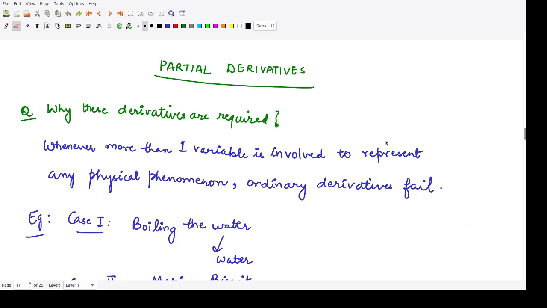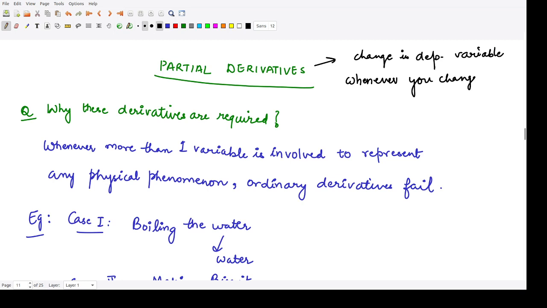So what are partial derivatives? Partial derivative means you are seeing the change in dependent variables whenever you change some or few of the independent variables. So that means in this case also we require more than one independent variable. So that is what we are going to do in this partial derivatives.